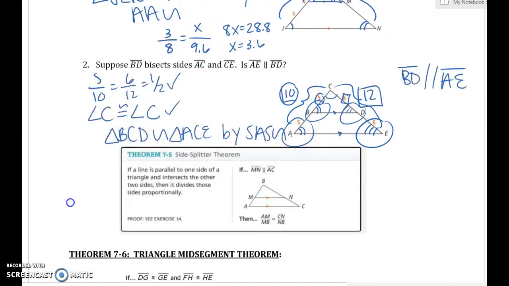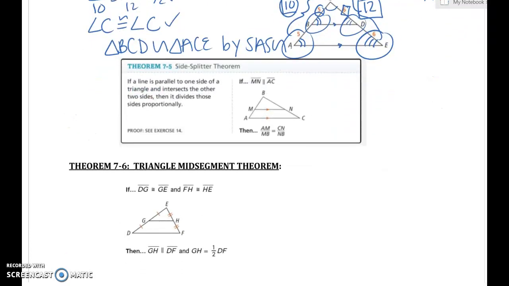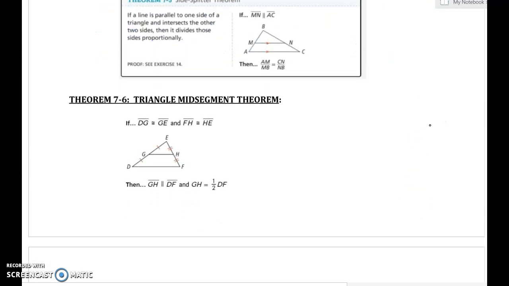So we essentially just figured out these two theorems, one being the side splitter theorem, which says that if we have these two parallel lines in the triangle like this, where one is the base and one is somewhere in between, we end up with proportional sides. Triangle midsegment theorem shows that if this segment in the middle cuts each side in half, then we know that this segment here will be half the distance of this one.